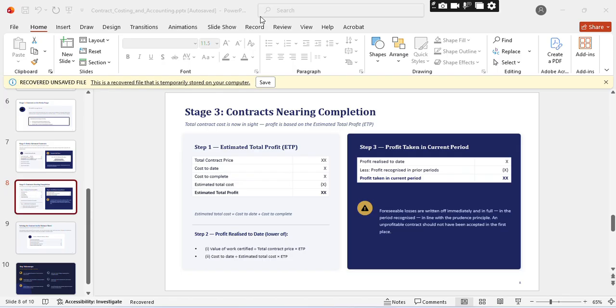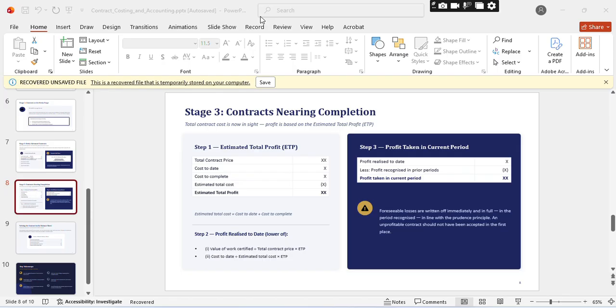So that is the lower of the value of work certified by the architect, divided by total contract price, multiplied by the estimated total profit, and also the cost to date divided by the estimated total cost multiplied by the estimated total profit. This is the profit realized to date, the lower of both.